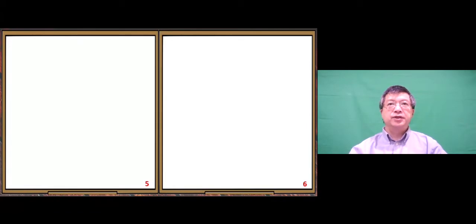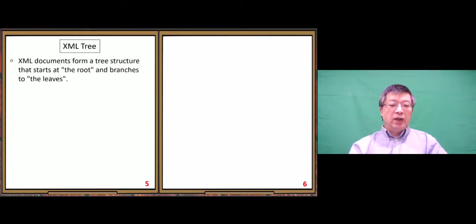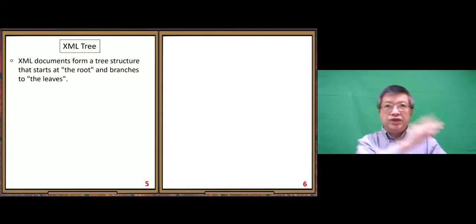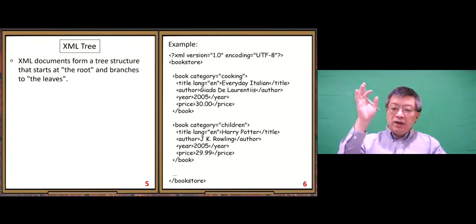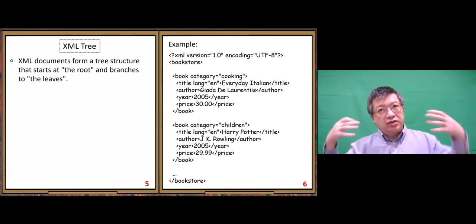So next, XML Tree. Here I want to show you the structure, to visualize the structure of an XML document. The document forms a tree structure. So root, branches, typical tree structures, different levels. Here, let me use a simple example to explain this tree structure.